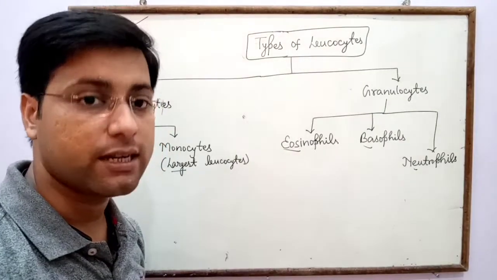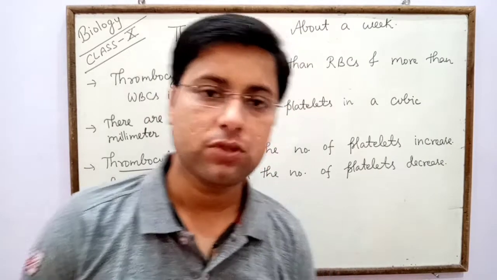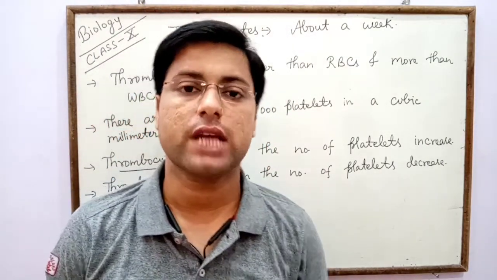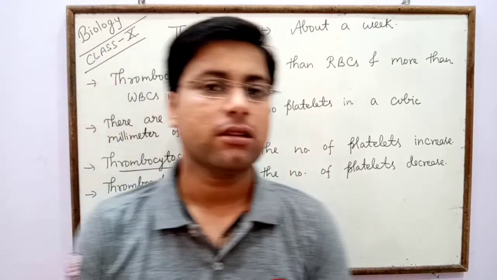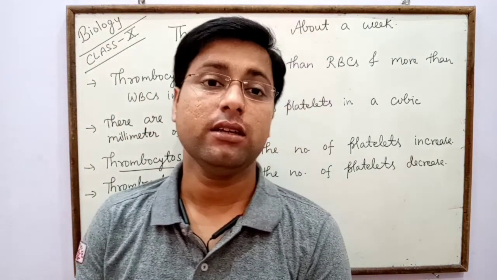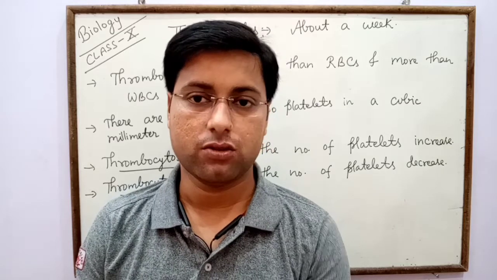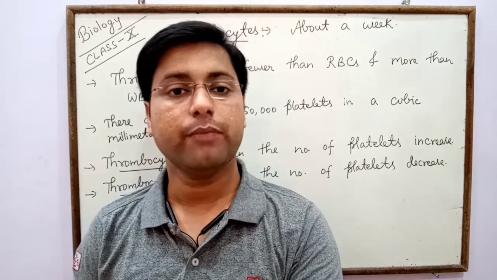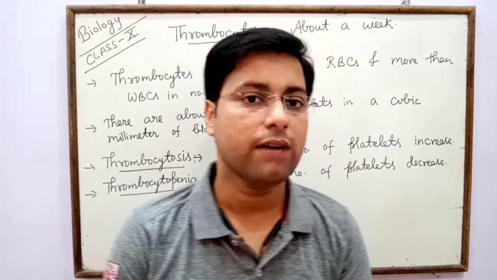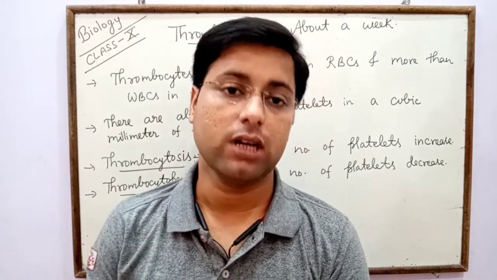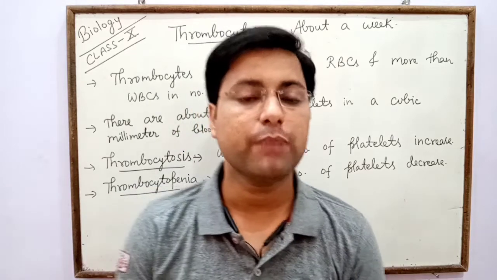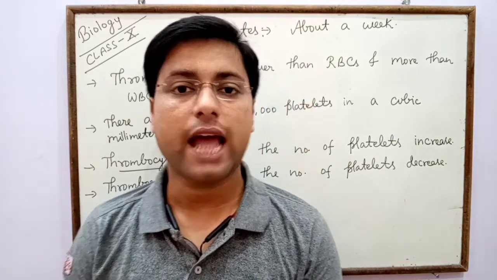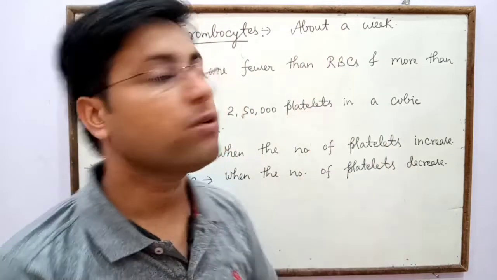Now about thrombocytes. In case of corpuscles, third number is platelets, that is thrombocytes. The main function of thrombocytes is the clotting of blood. During bleeding, thrombocytes and prothrombin help in the clotting of blood, and it is also colorless because there is no pigment present in thrombocytes. So it is colorless and the lifespan is about a week.